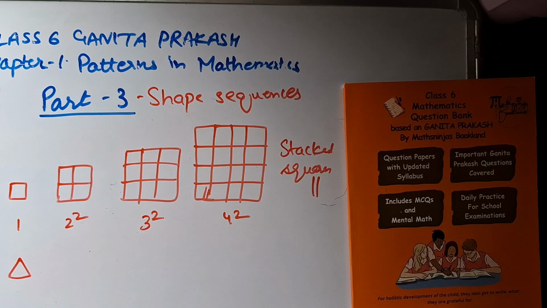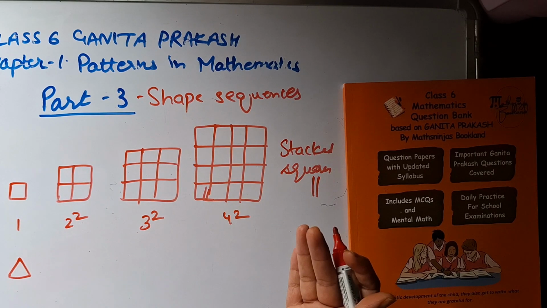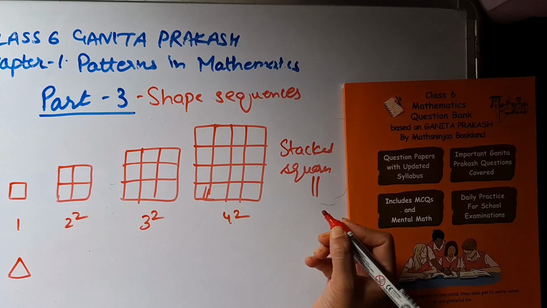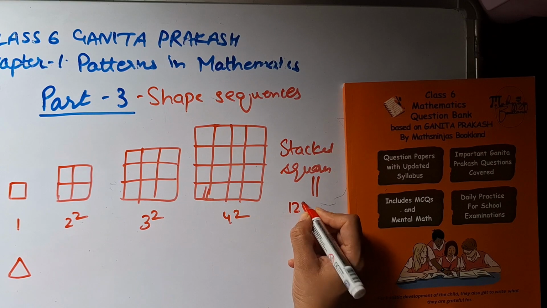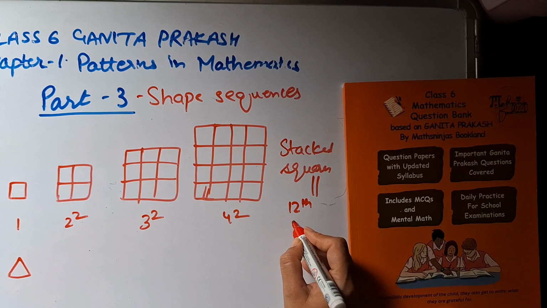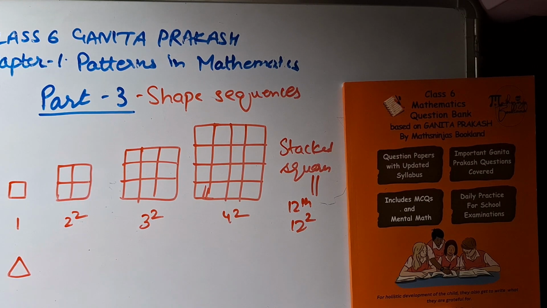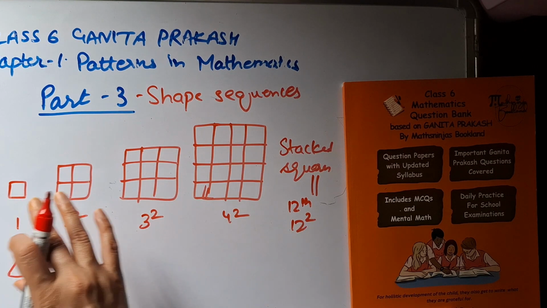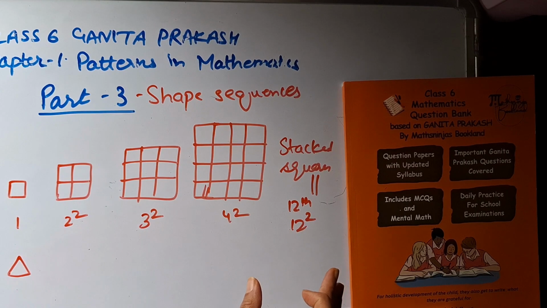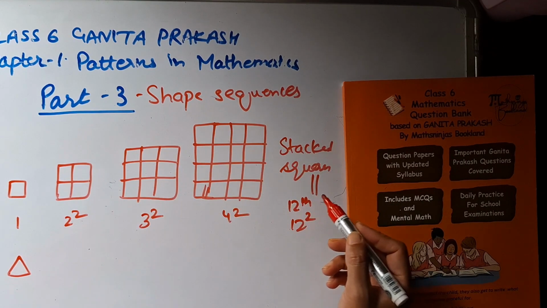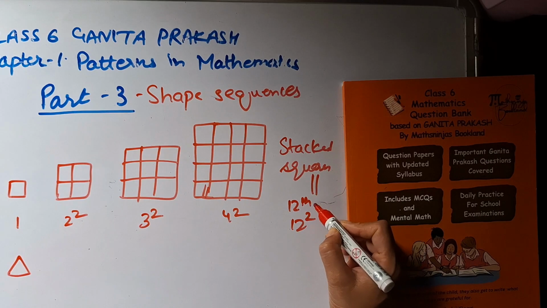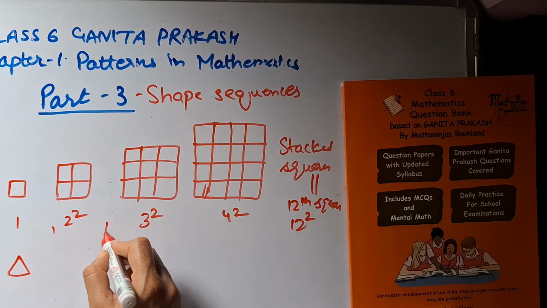If I ask you how many squares do you get on, say, the 12th step, then you know it is 12 ka square. And if I ask you how many squares you get on the 100th step, then you can easily get the answer. It is square of 100. So this kind of question will be asked, and this is stacked square, and it corresponds to the square sequence. This is the square sequence.